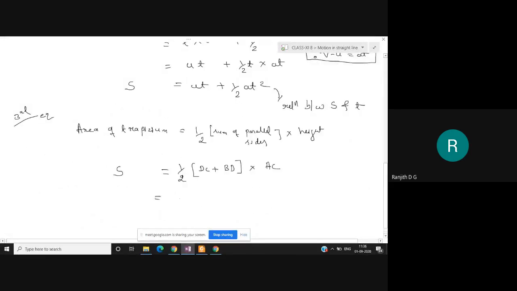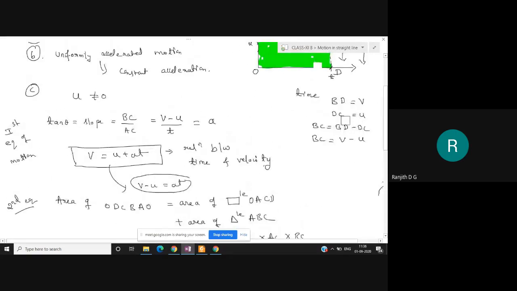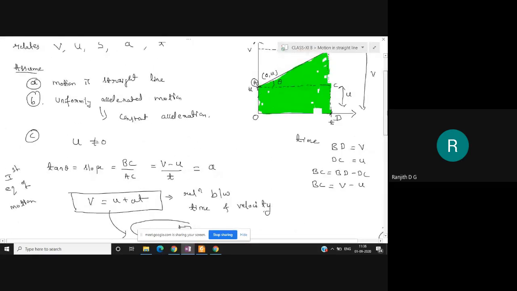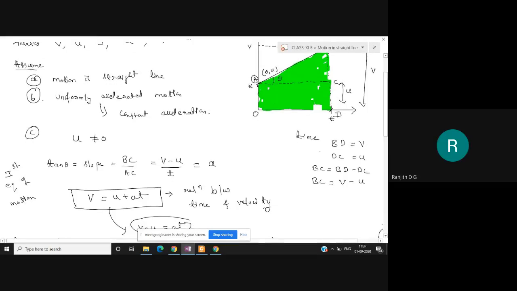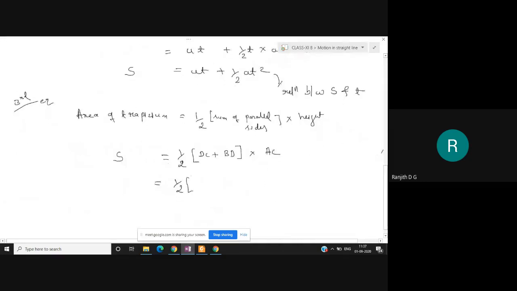Right. What is BD? So what is DC? Here, look at this DC. DC is the initial velocity, right? OA or DC is equal to the initial velocity. This is also equal to OA. So that is equal to u, and BD is v. Substitute here. u plus v, right, into t. I got this one.